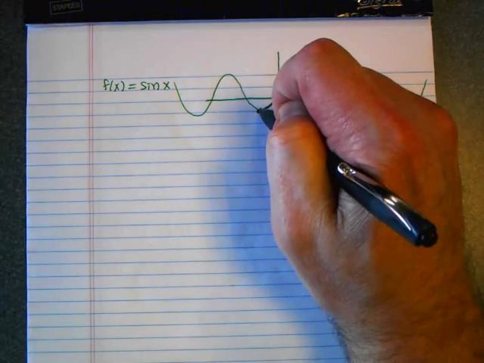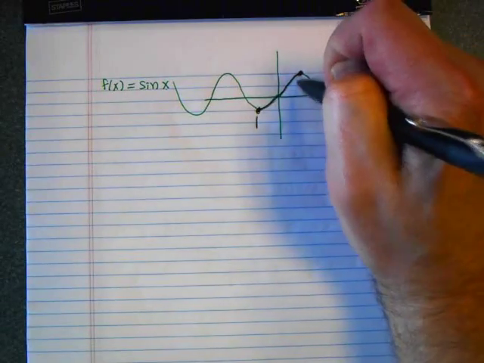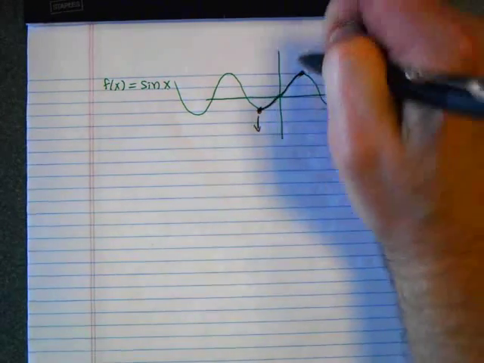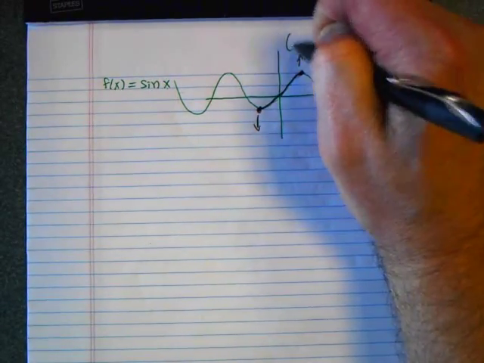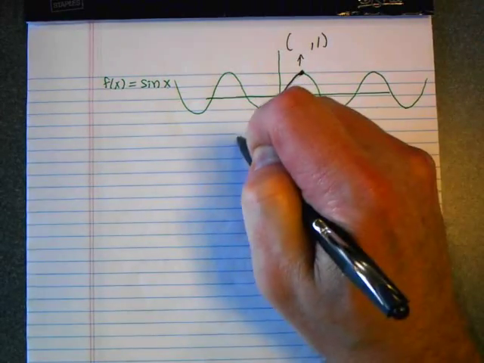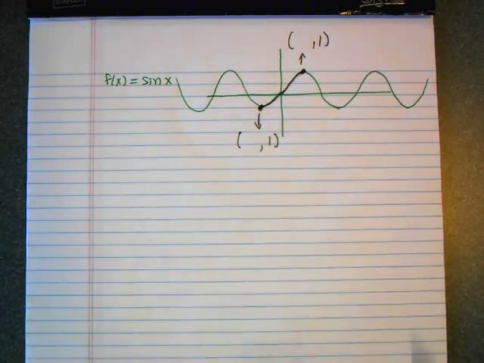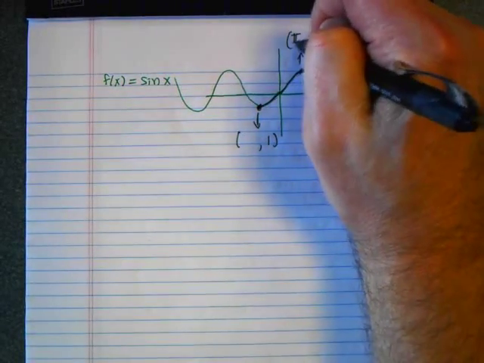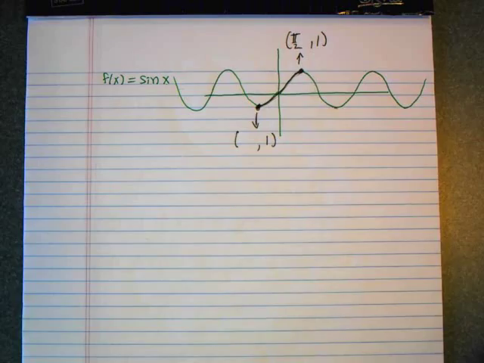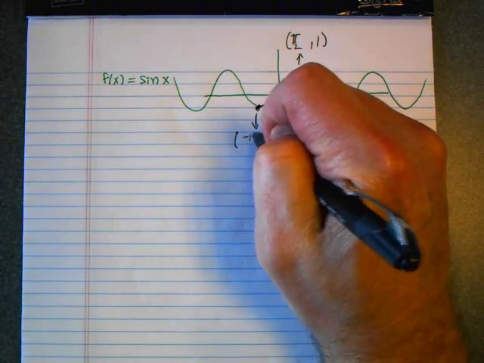So where is this right here? And where is this right here? All right, the y values we know. The y values are 1 and -1. What are the x values? This one's pi over 2. And this one's -pi over 2.